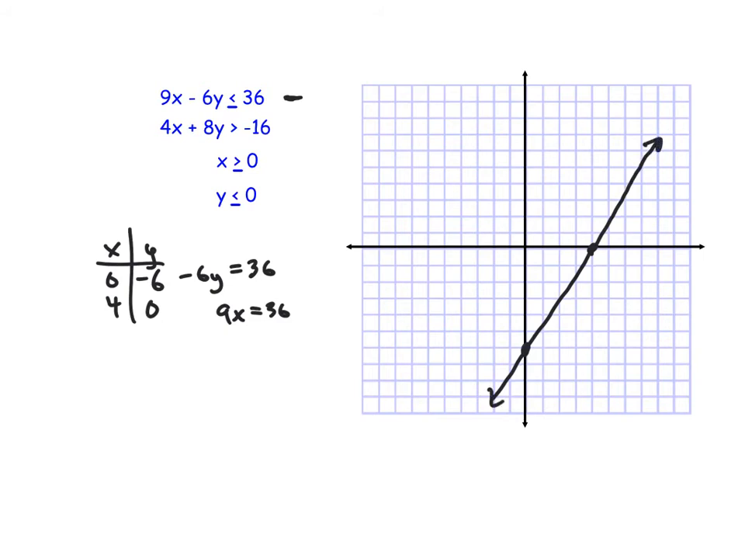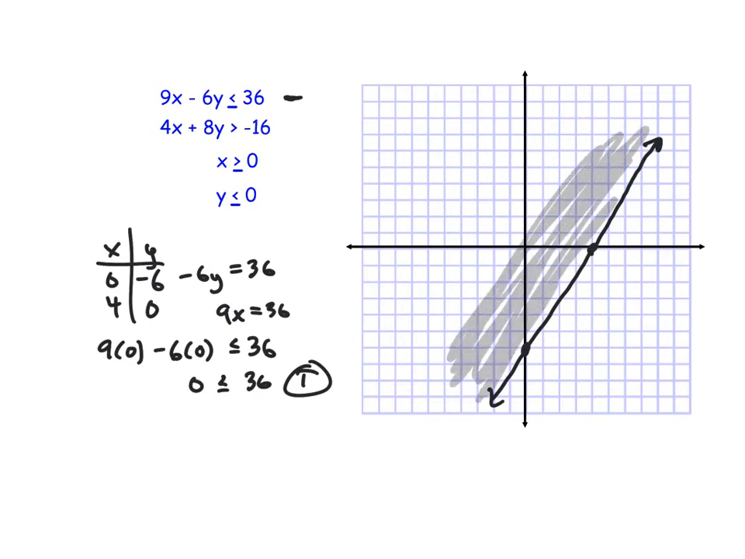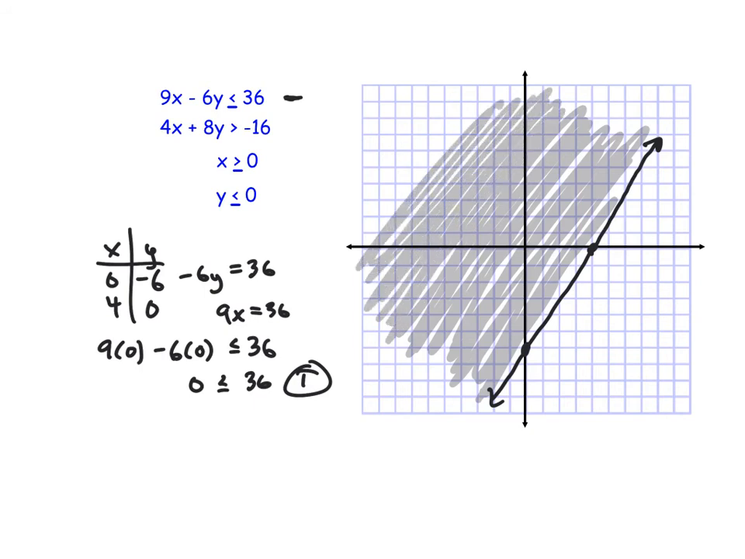And then let's test 0, 0. So I'll test it right below here. We've got 9 times 0 minus 6 times 0 is less than or equal to 36. So we get 0 is less than or equal to 36. That's true. So let's shade that area. So we're going to shade 0, 0, which means we're going to be shading above this line. All right, so there's our first one, and I can shade more later if I need to.